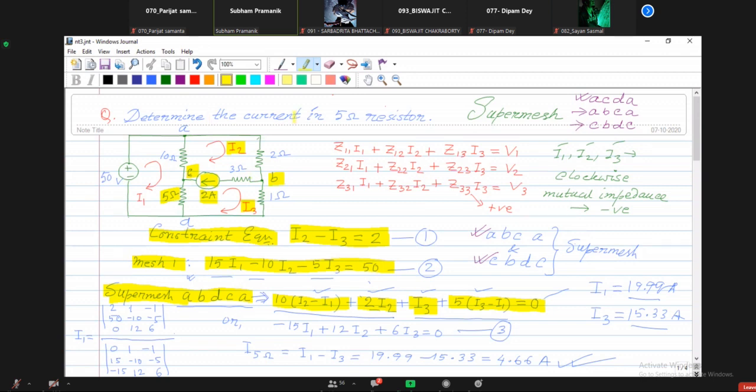So determine the current in the 5 ohm resistor means what? You need these two currents, I1 and I3, flowing through the 5 ohm. So I1 minus I3, this is what you need. So you have to solve for I1 and I3. How do we find it? These are the equations.